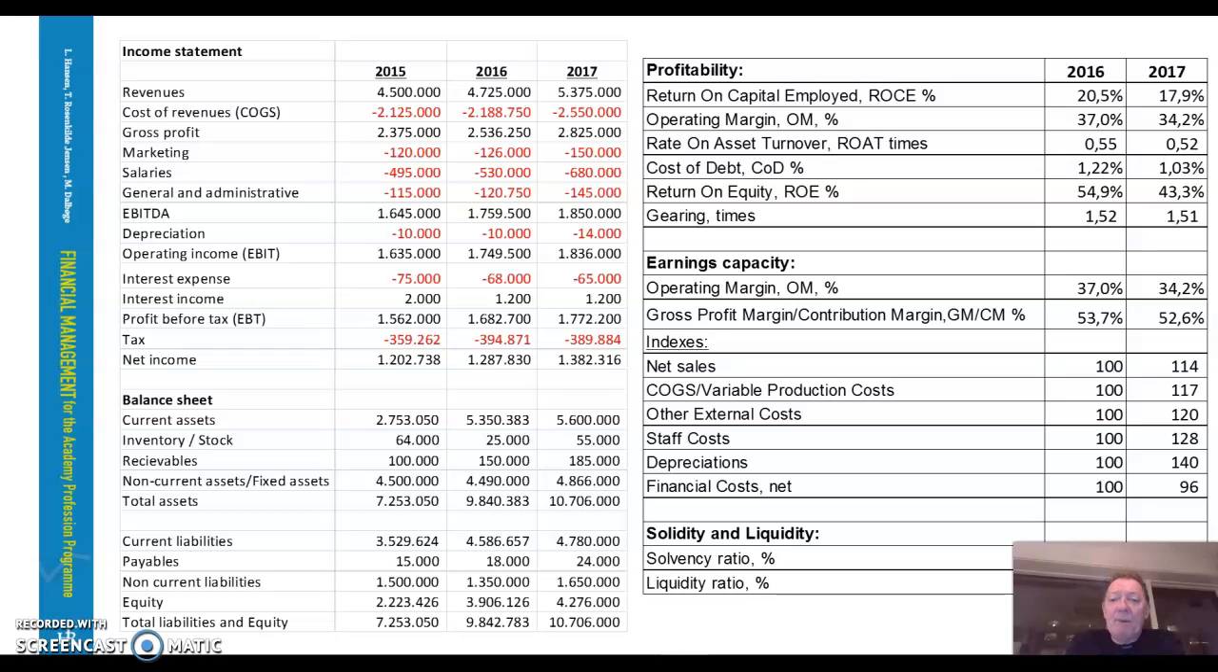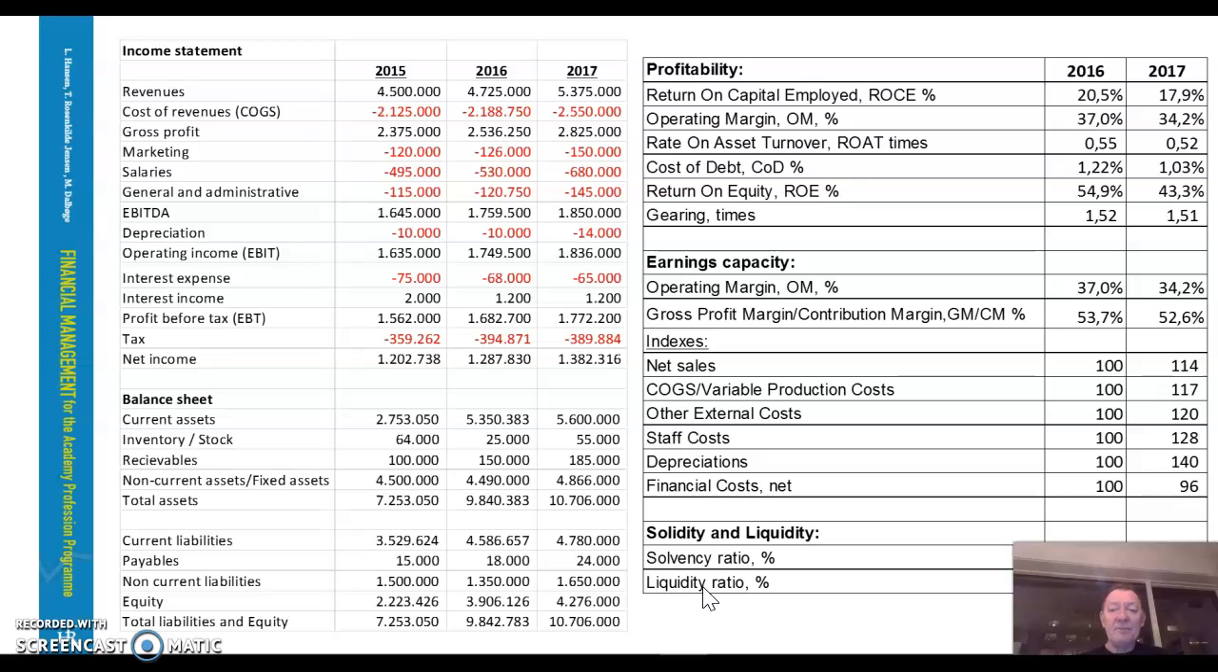Hello, this is part 2 of a video where I'm trying to explain to you how to conduct a financial analysis. And in part 1, I calculated all the ratios and explained the connection. And now in this part, I will try to show you what comments you are supposed to make. And here you can see there is profitability, there is earnings capacity, and solvency and liquidity.